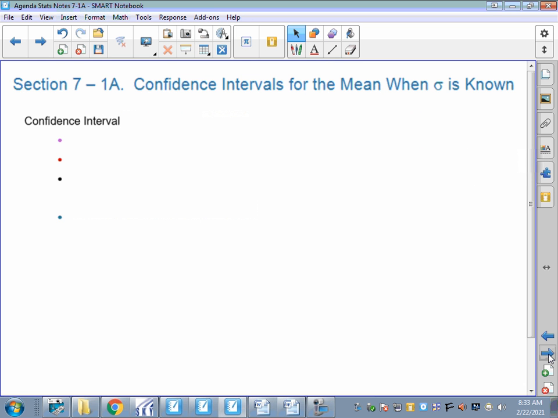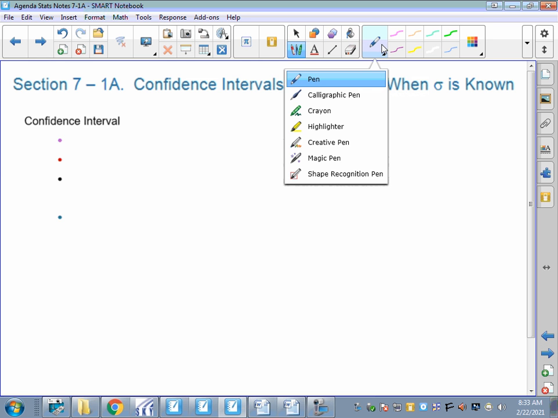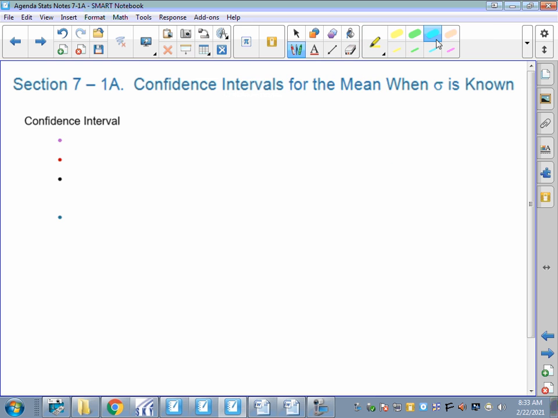So section 7.1a, let's get started with confidence intervals. I'm going to point this out and you're going to think I'm being annoying, which of course you would never think about me. However, I want to make sure I point out in the title of this section, sigma is known. We know the population standard deviation. Sometimes we don't. So we need to make sure that we see, do we know sigma? Do we know S? What do we know?